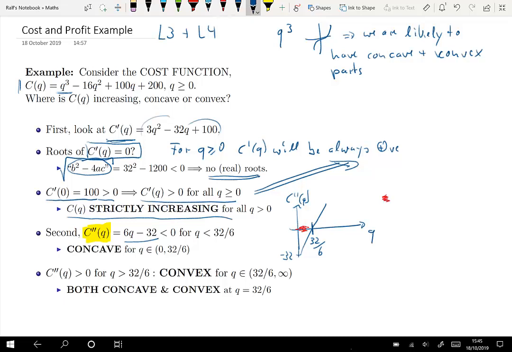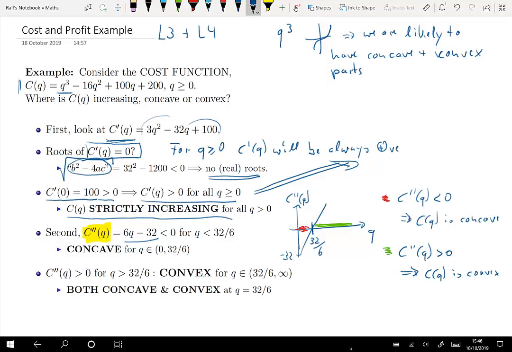So it means we have this red area here. So values of q smaller than 32 over 6, where the second derivative is smaller than 0. And that means the original cost function is concave. And then we have this area of the domain, for q larger than 32 over 6, where the second derivative is larger than 0, and therefore the cost function is convex.